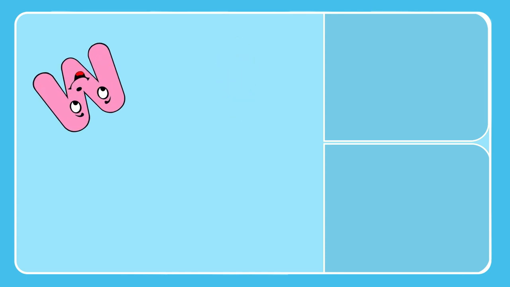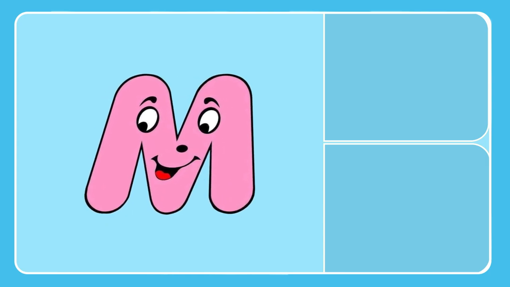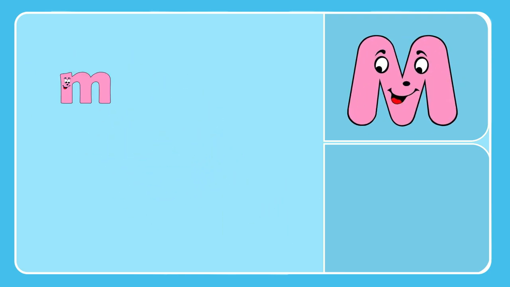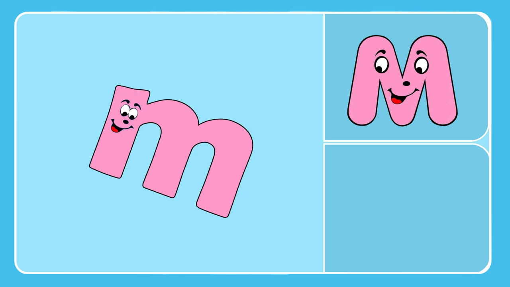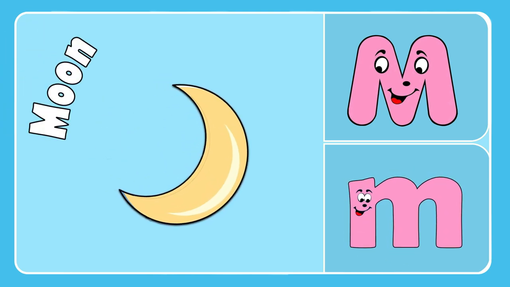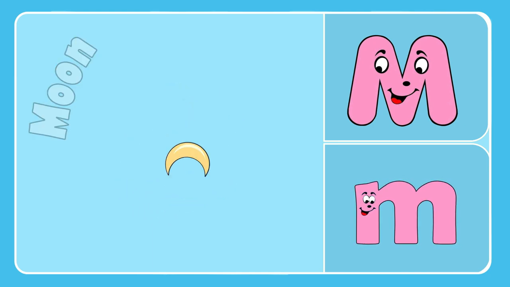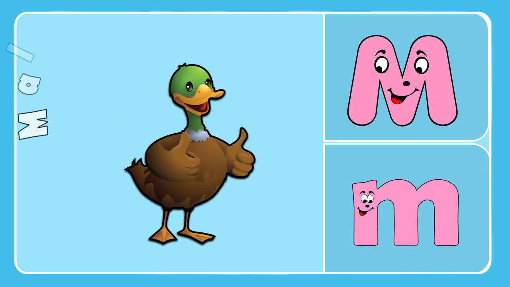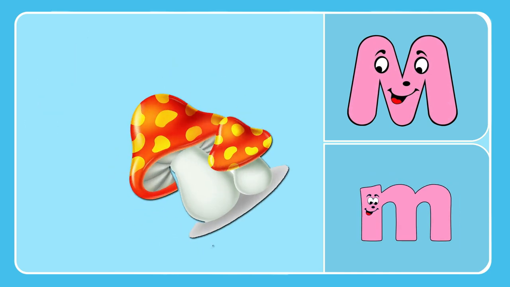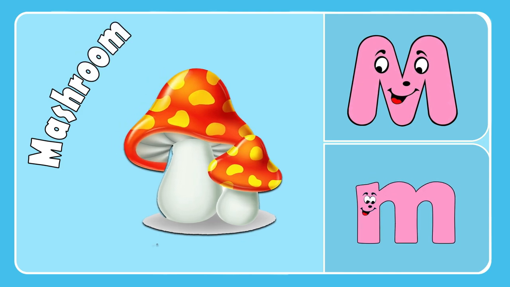Today we will learn alphabets and their sounds. Have you ever seen the letter M? Hi, I'm letter M. And my sound is M, M, M. And the words that start with me are moon, M, M, moon. Mallard, M, M, mallard. Mushroom, M, M, mushroom.